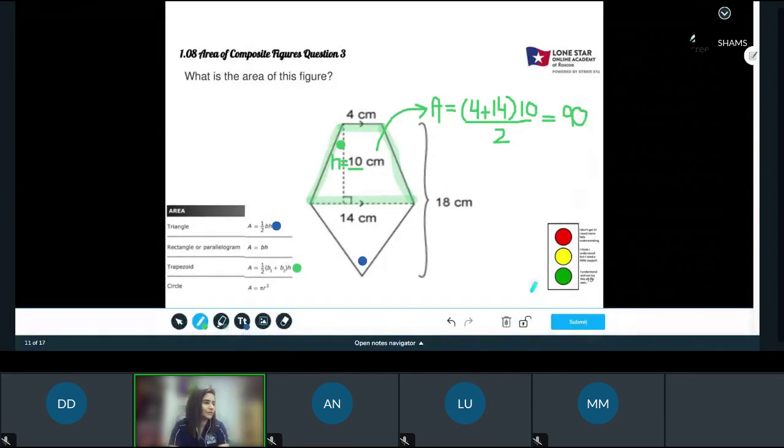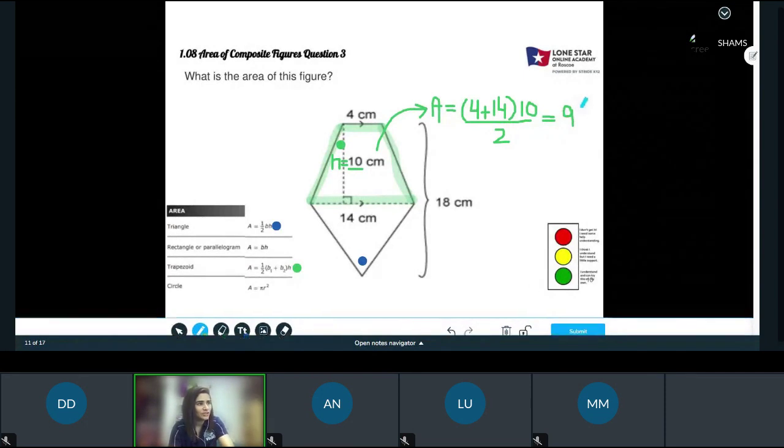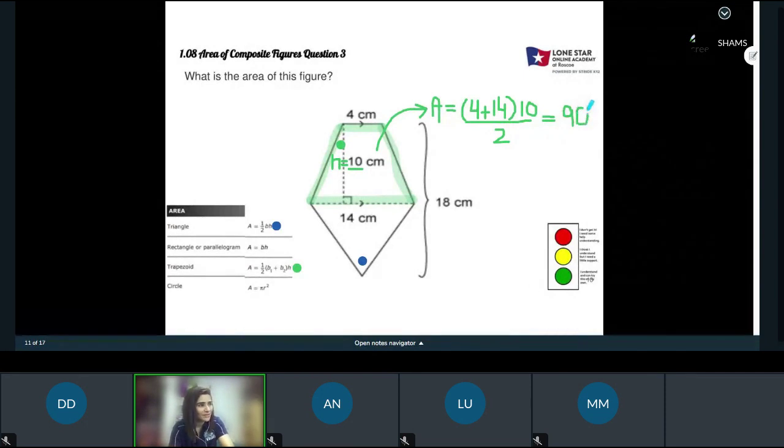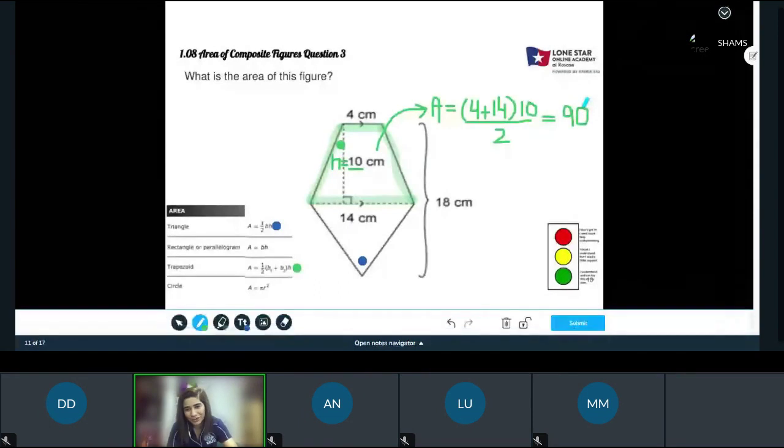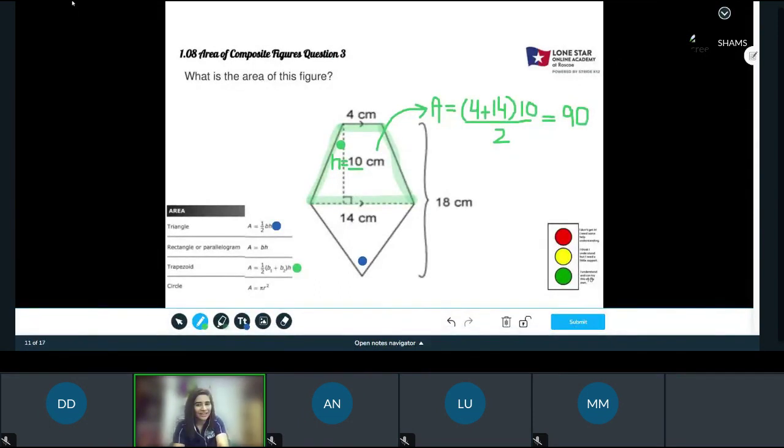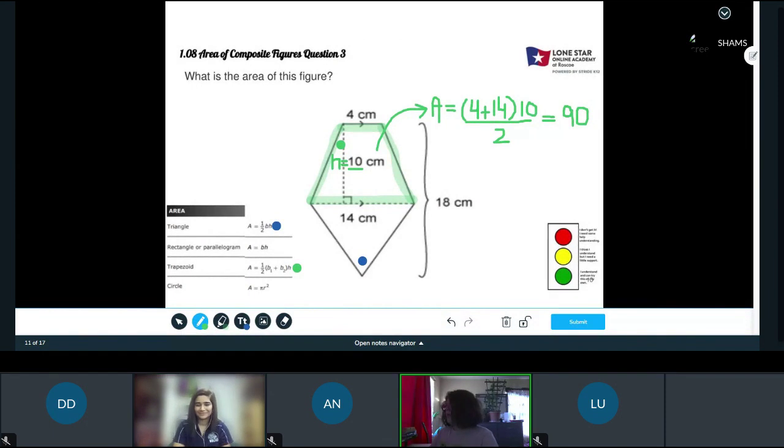Then I still have to find the area of the triangle. Which part of the triangle is missing that might make it a harder question? Which part of the triangle is missing, Lily? The part of the triangle that is missing is the height. Excellent. But you can find the height.